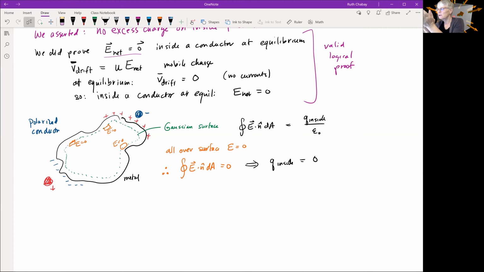And it's completely legal to put our surface inside a material. I mean, that's fine because it's a mathematical construct. Now, you might argue that we didn't draw the surface. So what about this space between the surface, the Gaussian surface, and the surface of the metal?